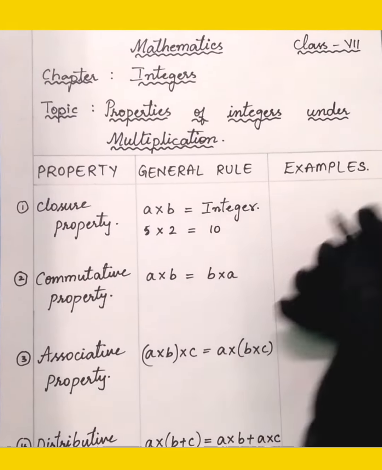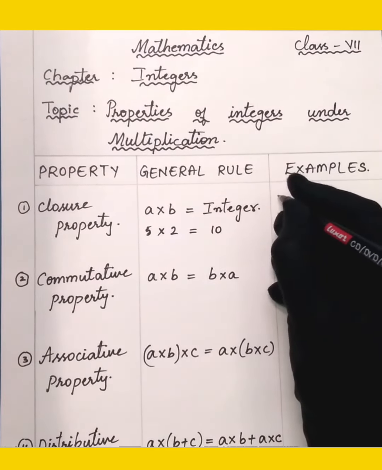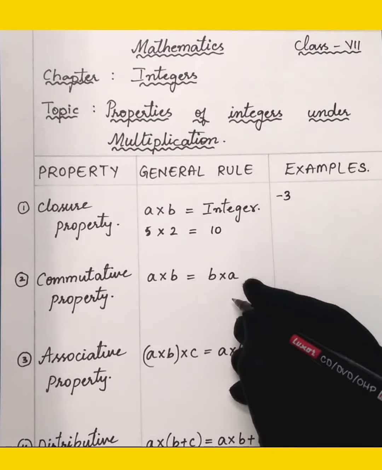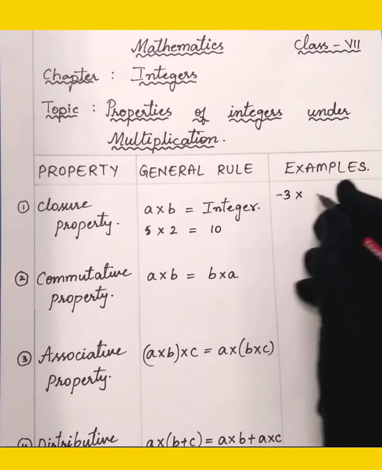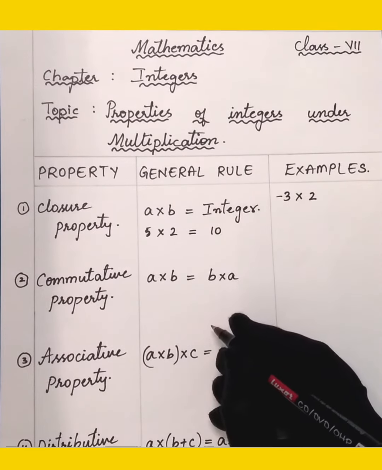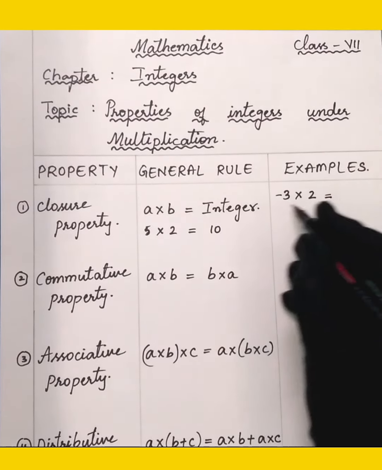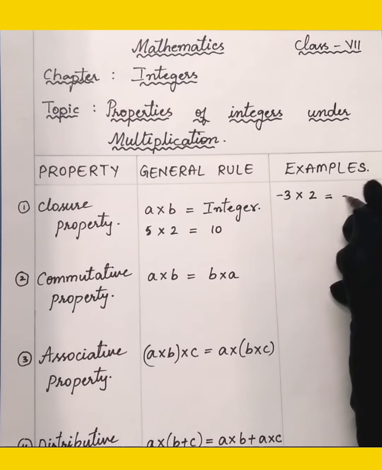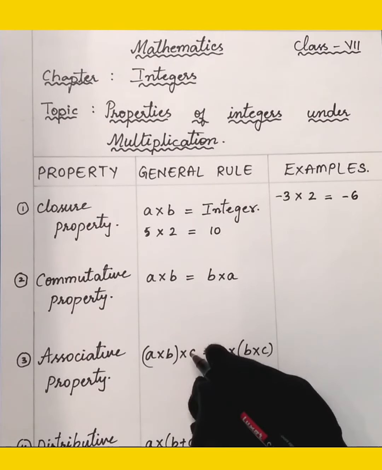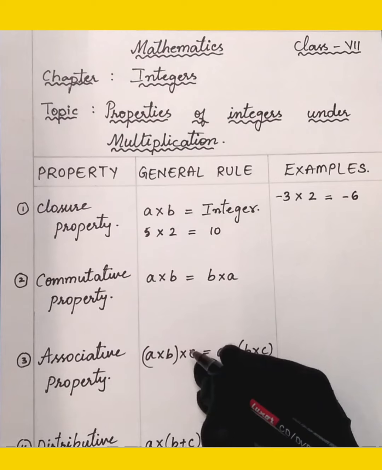Let us take one more example. If minus 3 is an integer and 2 is also an integer, when you multiply these two integers, what do we get? We get 3 2s are 6. Minus 6 we get. Minus 6 is also an integer.